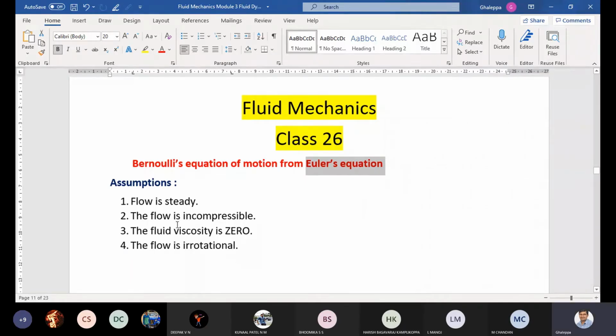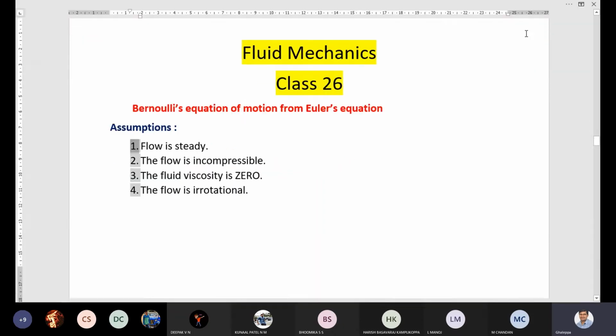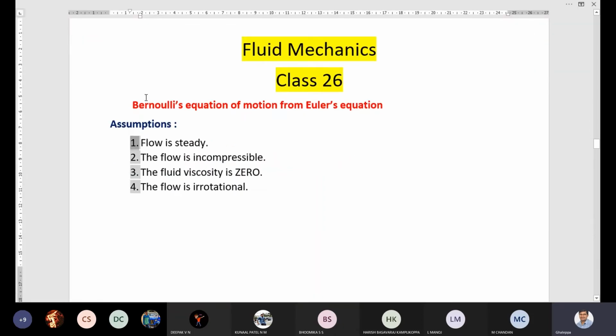We'll assume some parameters. So based on these four assumptions, we will write an expression for the Bernoulli's equation. Now, for some students or listeners, a question arises in our mind.